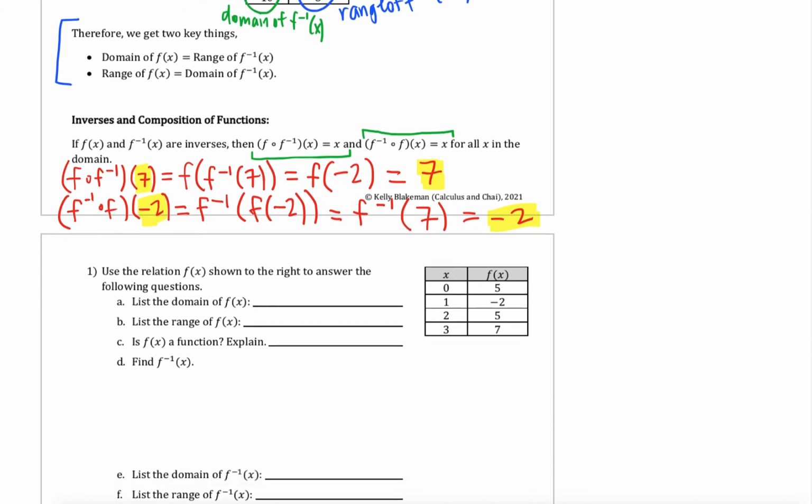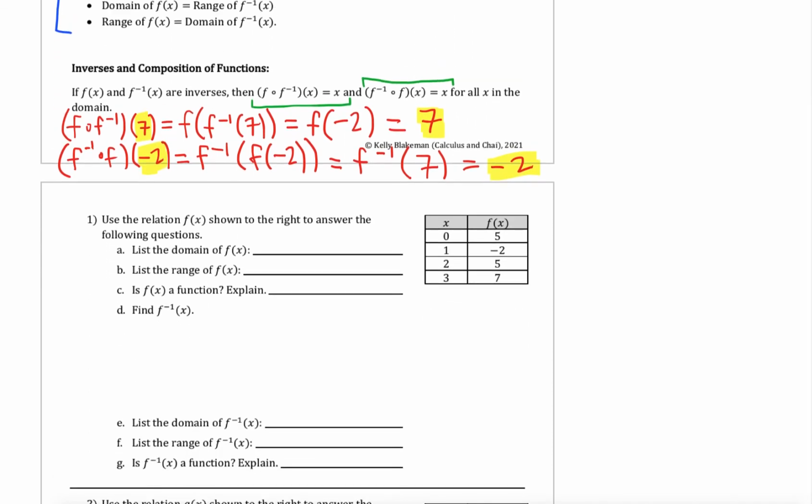Let's look at some computational examples here. In our first example, it says use the relation f of x shown to the right to answer the following questions. Our first question is to list the domain of this relation f of x. Looking at the t-chart that was provided, our x values are 0, 1, 2, and 3, and our output values for those are 5, -2, 5, and 7 respectively.